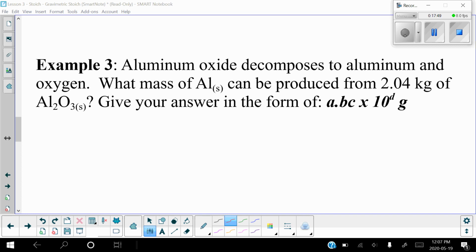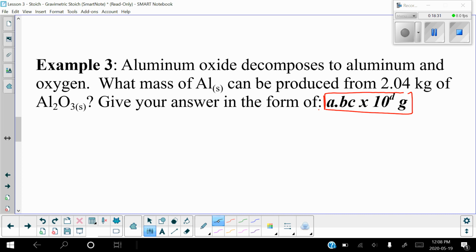Example 3, I'm actually going to show you 2 ways to do example 3. Aluminum oxide decomposes to aluminum and oxygen gas. What mass of aluminum can be produced from 2.04 kilograms of aluminum oxide? Give your answer in the form of AB dot A dot BC times 10 to the D. Okay, this is something that I will address as well. Most of us have grasped this concept of a numeric response problem. However, some of us are still a little uncomfortable with it. So we are going to address that at the end.